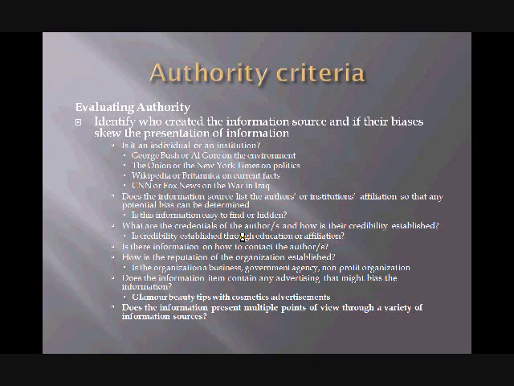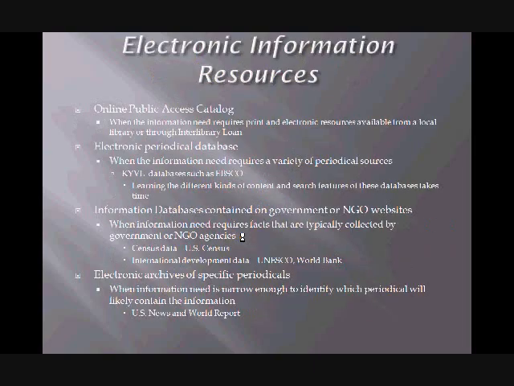So when we have an information need, which information resource do we use? Online public access catalogs when we need print information or electronic information that may be available locally or through interlibrary loan. Electronic periodical databases when the information we need requires a variety of periodical sources.